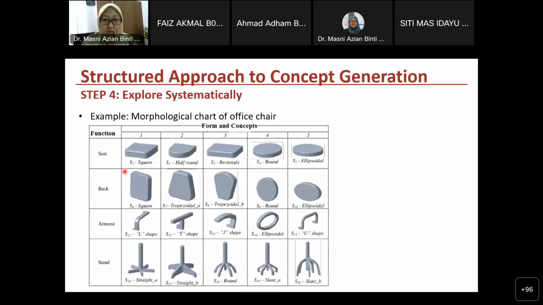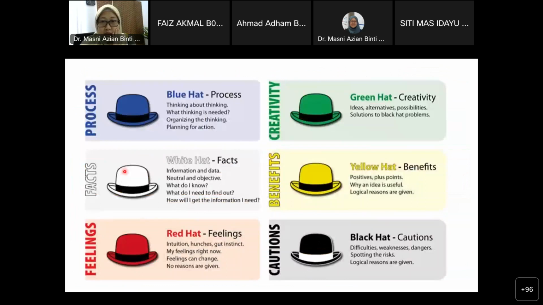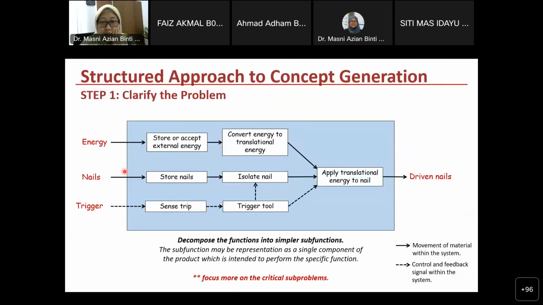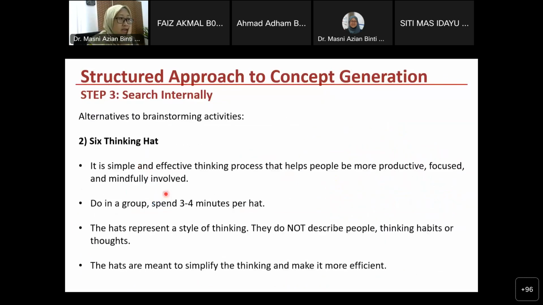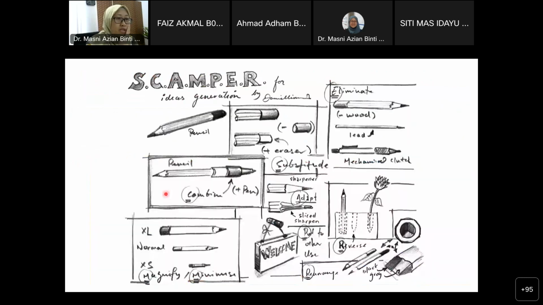Functional diagram tu apa? Functional diagram tu would be this one. This is a functional diagram. Okay, can you break it down further? Can you consider a different configuration? Can you consider different components, a different material? So that is what you think of during the review process.